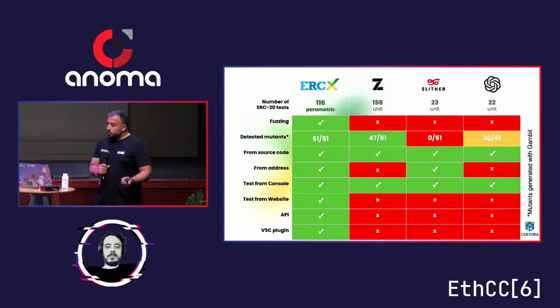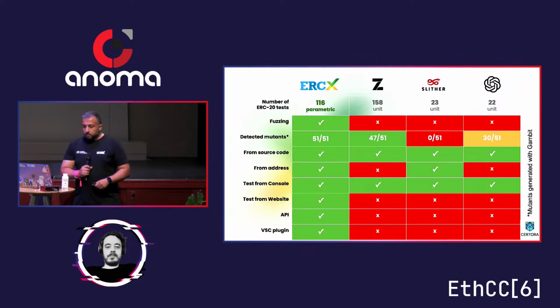All right, so we wrote the test suite and we wanted to compare it to what exists out there. So we checked out the OpenZeppelin test suite, we checked Slither, and we even tried ChatGPT to write a test suite. So we don't have the most tests, we have 116 tests, but those tests are parametric. That means that we can do fuzzing. And we wanted to evaluate how good our test suite is at finding bugs. So we partnered with Certora, we generated some mutants, which, as you know, are modifications in the source code of a contract to introduce bugs. And as you can see, we performed quite well.